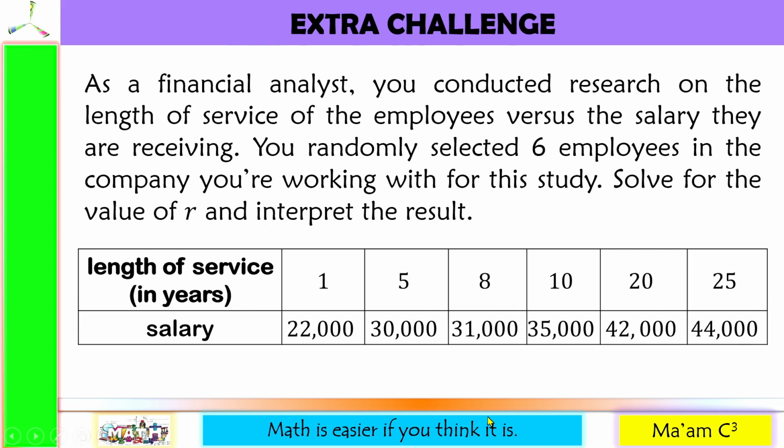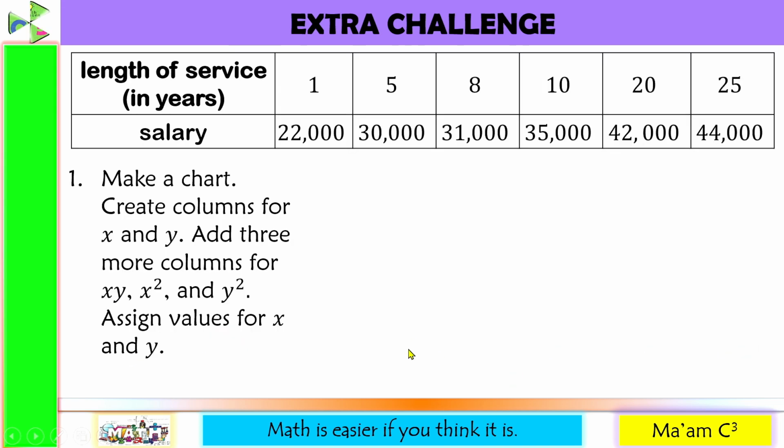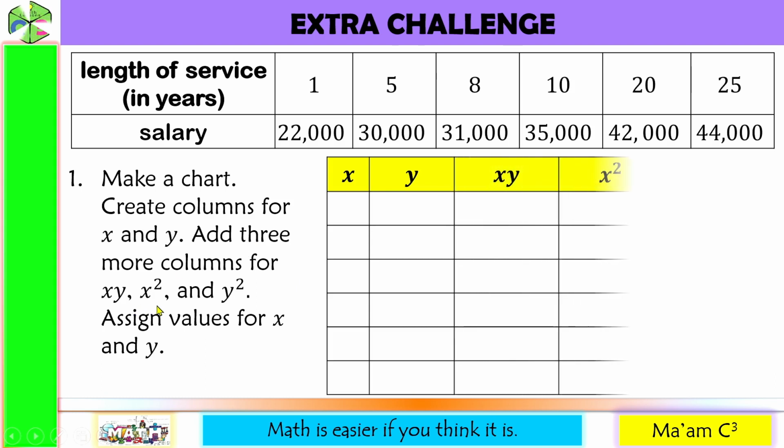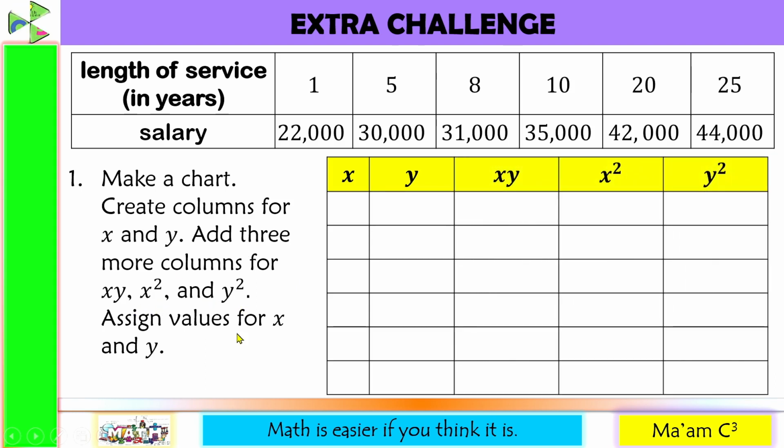Step 1. Make a chart. So we're going to create a chart for column X and Y. And then we are going to add 3 more columns for XY, X squared, and Y squared. Next, we are going to assign values for X and Y. Of course, you won't have salary if you're not going to work for a company. So the length of service comes first. This will be my variable X: 1, 5, 8, 10, 20, and 25. And the salary is my variable Y. I'll copy this in here.